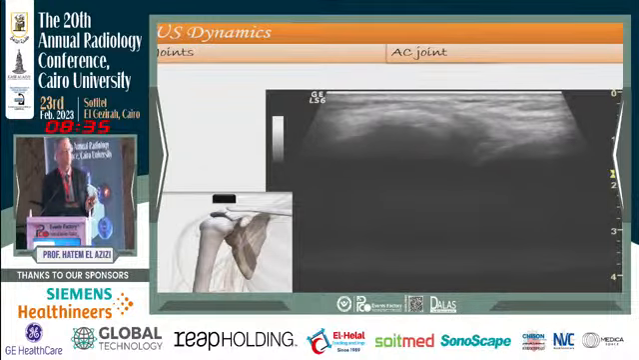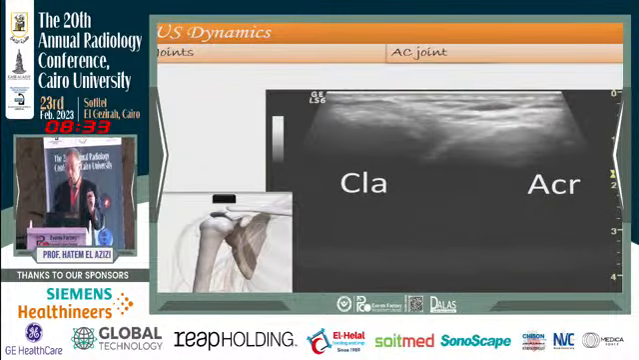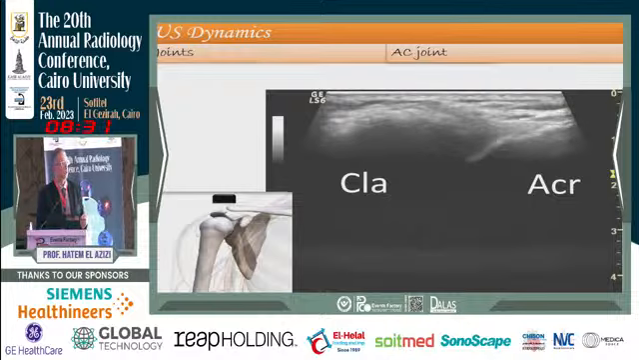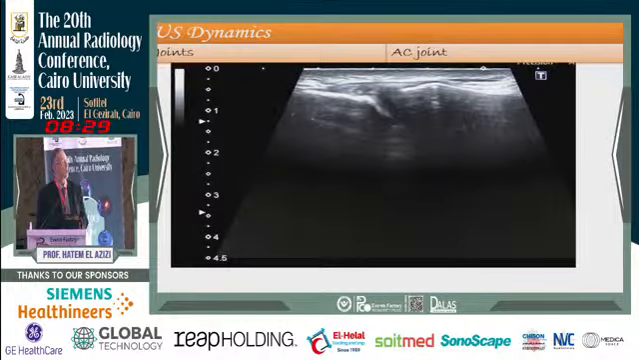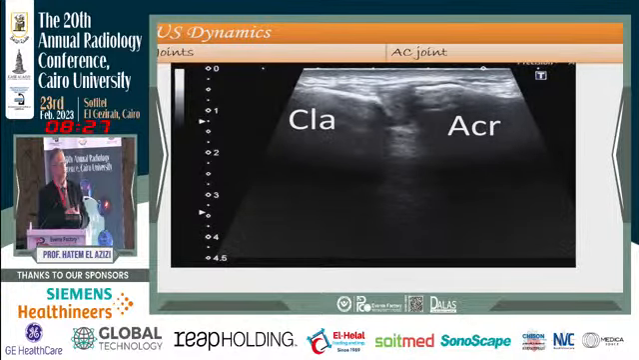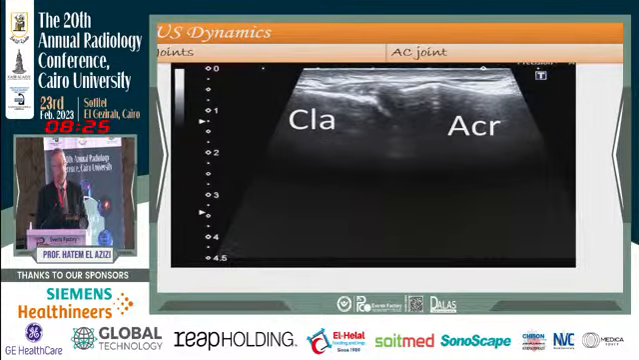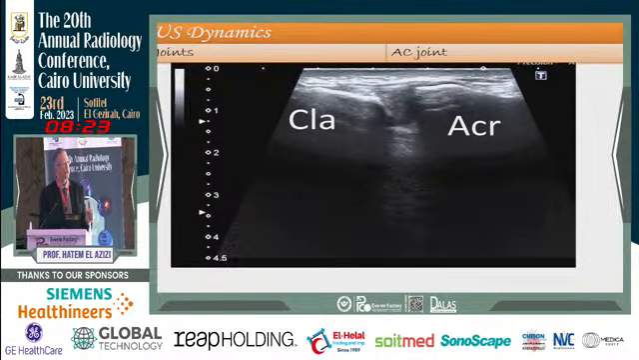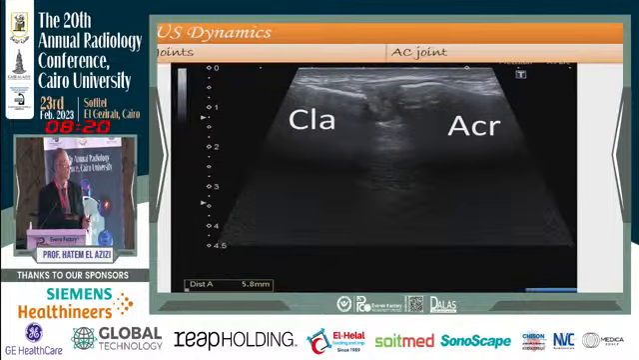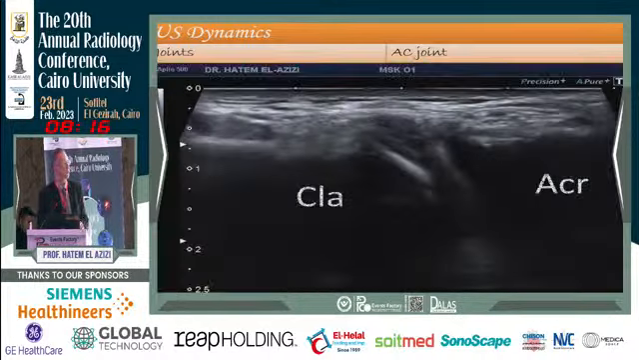Usually we examine the joint in a static view. Again, we look for the causes of instability of the acromioclavicular joint. During instability, we can see gapping between both bones. A size of more than 4 millimeter is abnormal. This is 5.8, about 6 millimeter. This is instability of the AC joint.